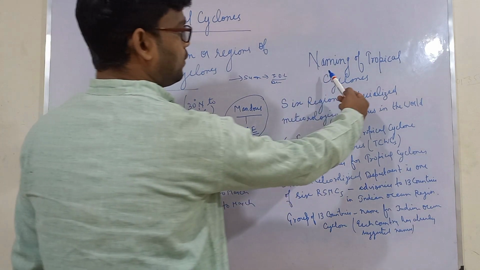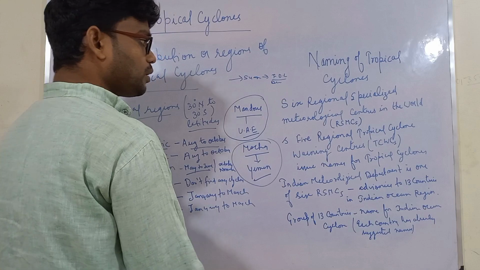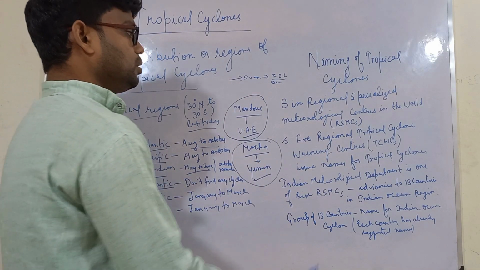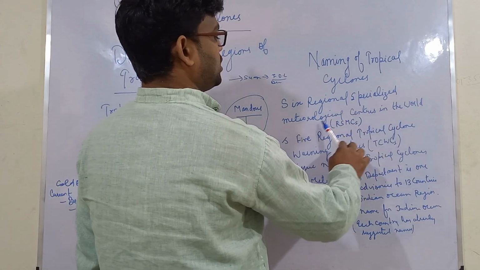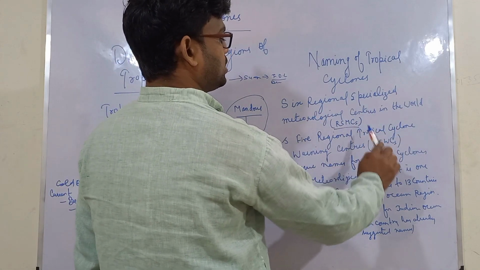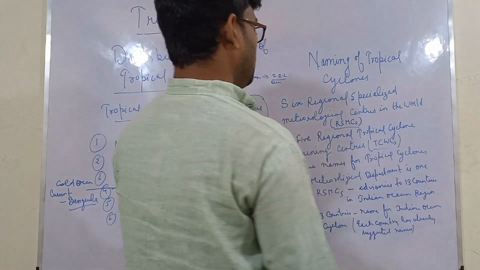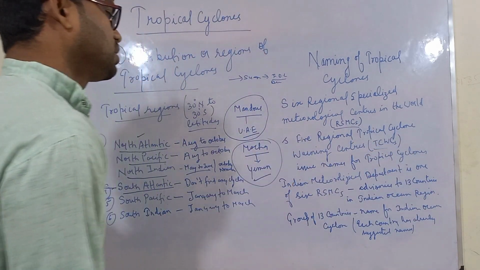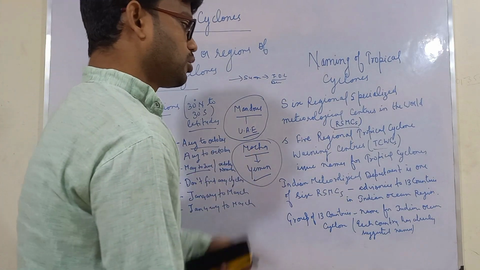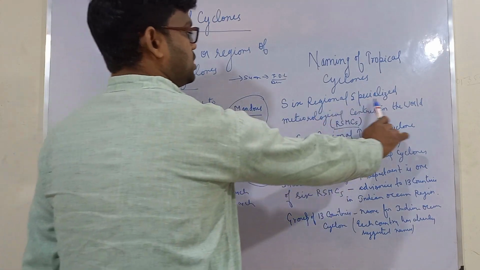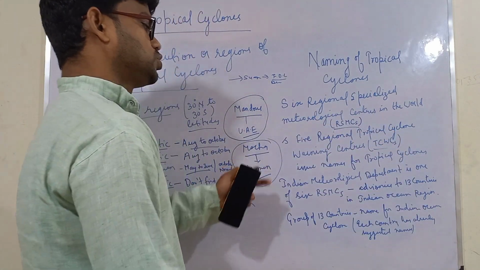Next is naming of tropical cyclones. Now how are these tropical cyclones named? Actually we have 6 regional specialized meteorological centers in the world, RSMCs, and 5 regional tropical cyclone warning centers which issue names for tropical cyclones. And Indian Meteorological Department, IMD, is also one of these 6 regional specialized meteorological centers.